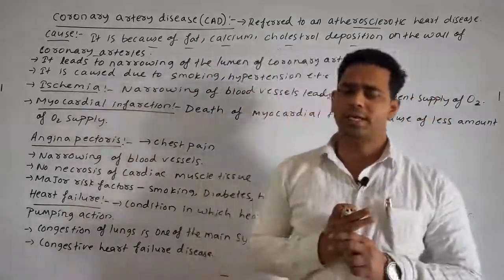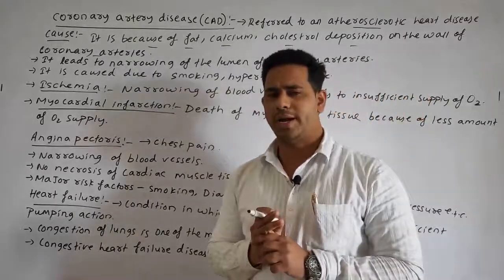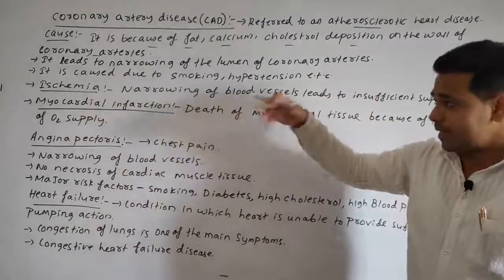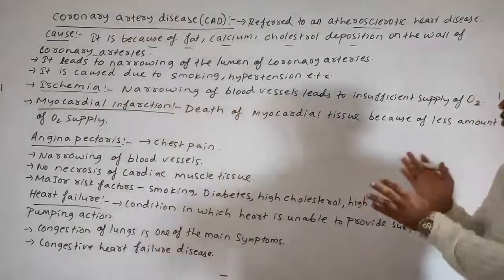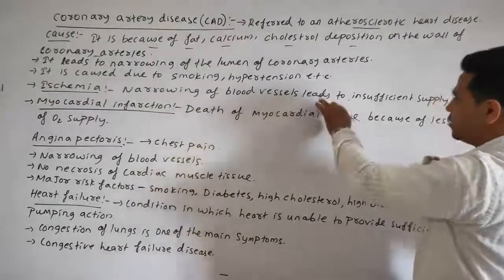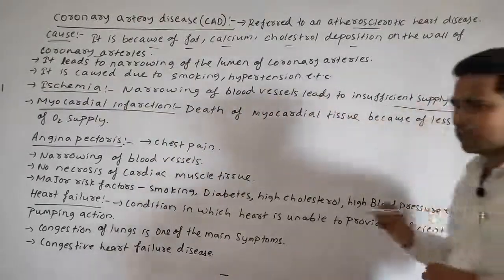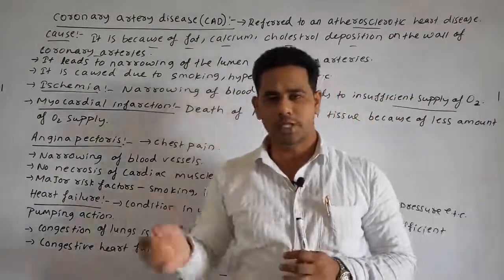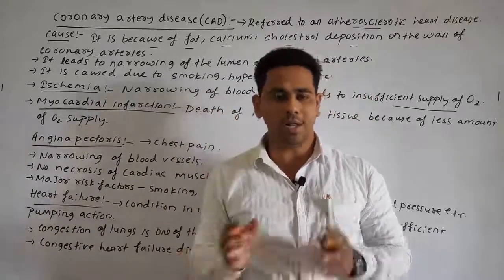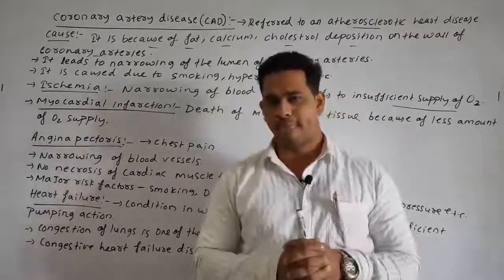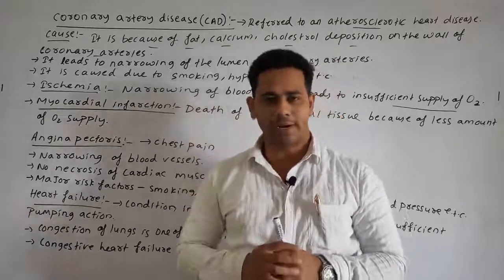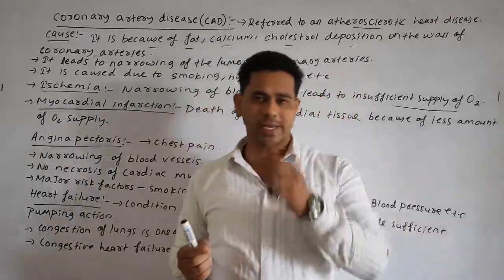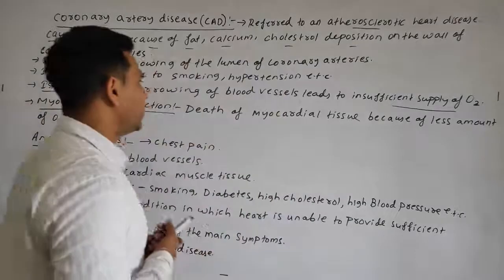Due to the narrowing of the blood vessels or the coronary artery, it may also lead to ischemia. Ischemia means what? It is the condition in which the narrowing of the blood vessel takes place, which leads to an insufficient supply of oxygen. Since we are discussing the artery, we are discussing the supply of oxygenated blood, which is enriched with O2. So if the narrowing of the blood vessel takes place, obviously the amount of oxygen that will flow is insufficient. That is why it is called ischemia.